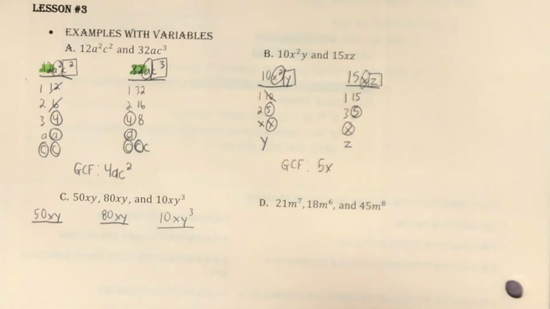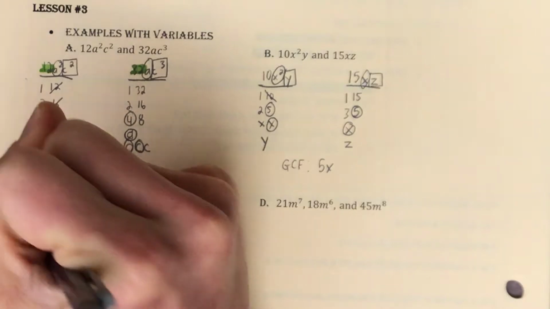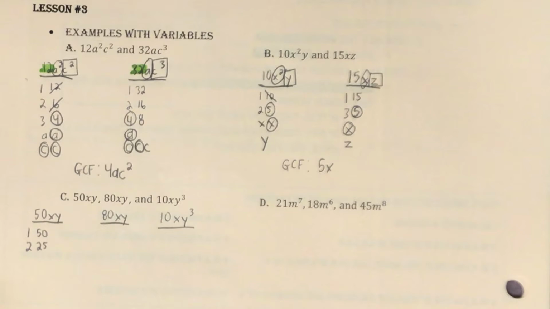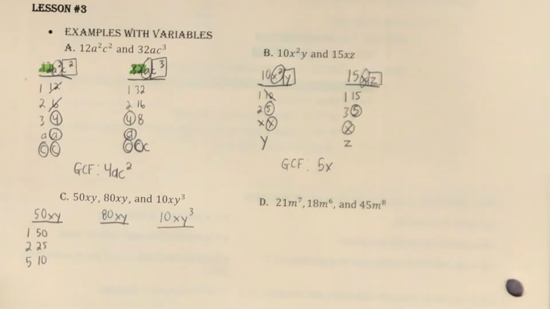All right, so we'll start with the first list for 50xy. Start with the numbers. Well, 1 times 50, obviously. Does 2 go in? Yes, it does. 2 times 25. Does 3 go into 50? No, it doesn't. Does 4 go into 50? No, it doesn't. Does 5 go into 50? Yes, it does. 5 times 10. Does 6 go into 50? No, it doesn't. Does 7 go into 50? No, it doesn't. Does 8 go into 50? No, it doesn't. Does 9 go into 50? No, it doesn't. And 10 is on our list. So there's the complete factor pair list for 50.